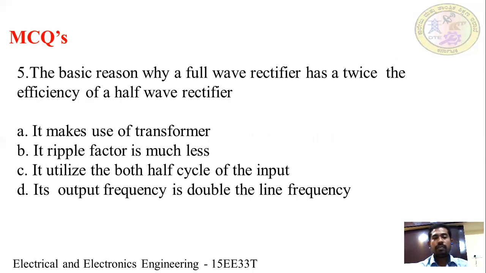The last question. The basic reason why a full wave rectifier has twice the efficiency of a half wave rectifier is: option A, it makes use of a transformer; option B, its ripple factor is much less; option C, it utilizes both half cycles of the input; option D, its output frequency is double the line frequency. Let me check the answer for this question. The option is C. It utilizes both half cycles of the input voltage.